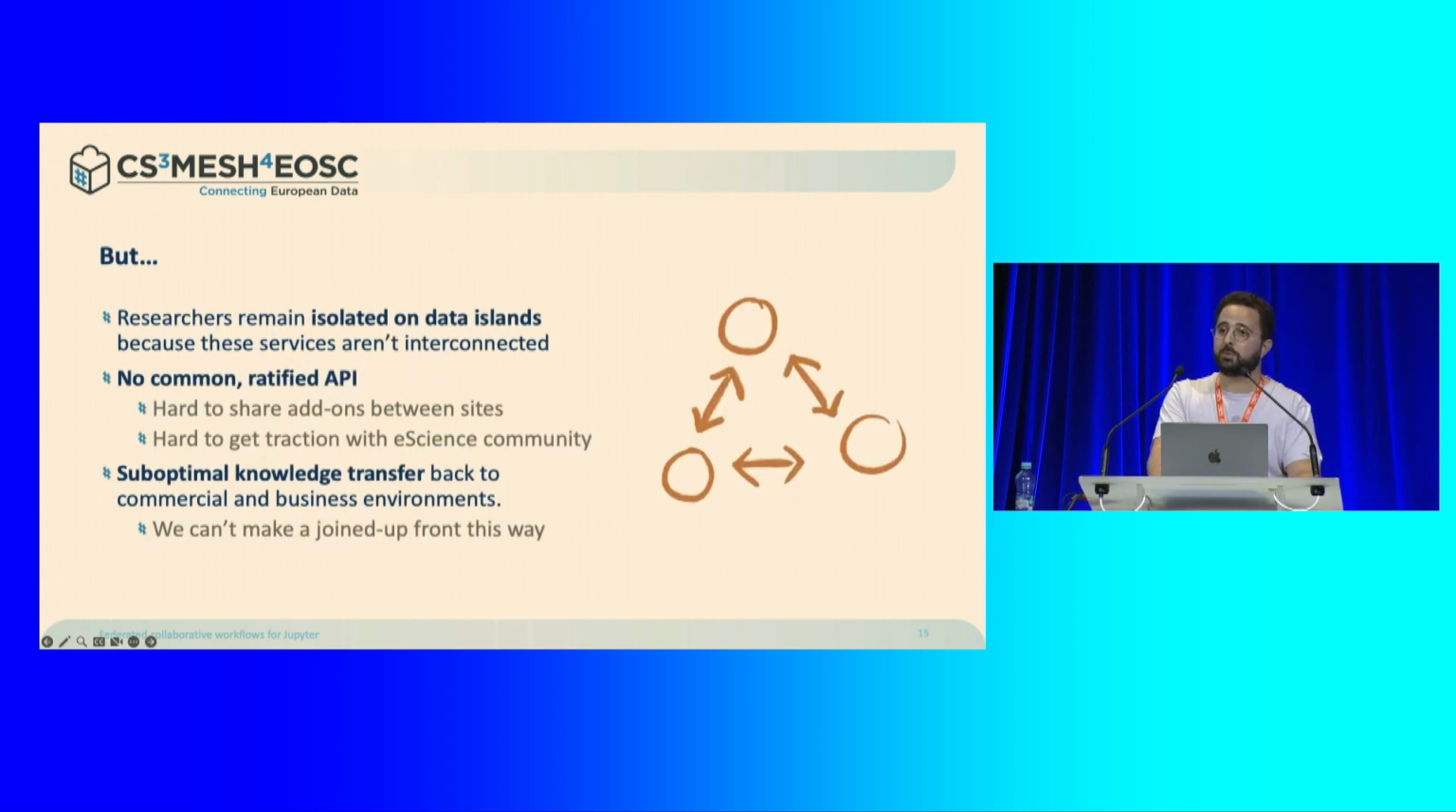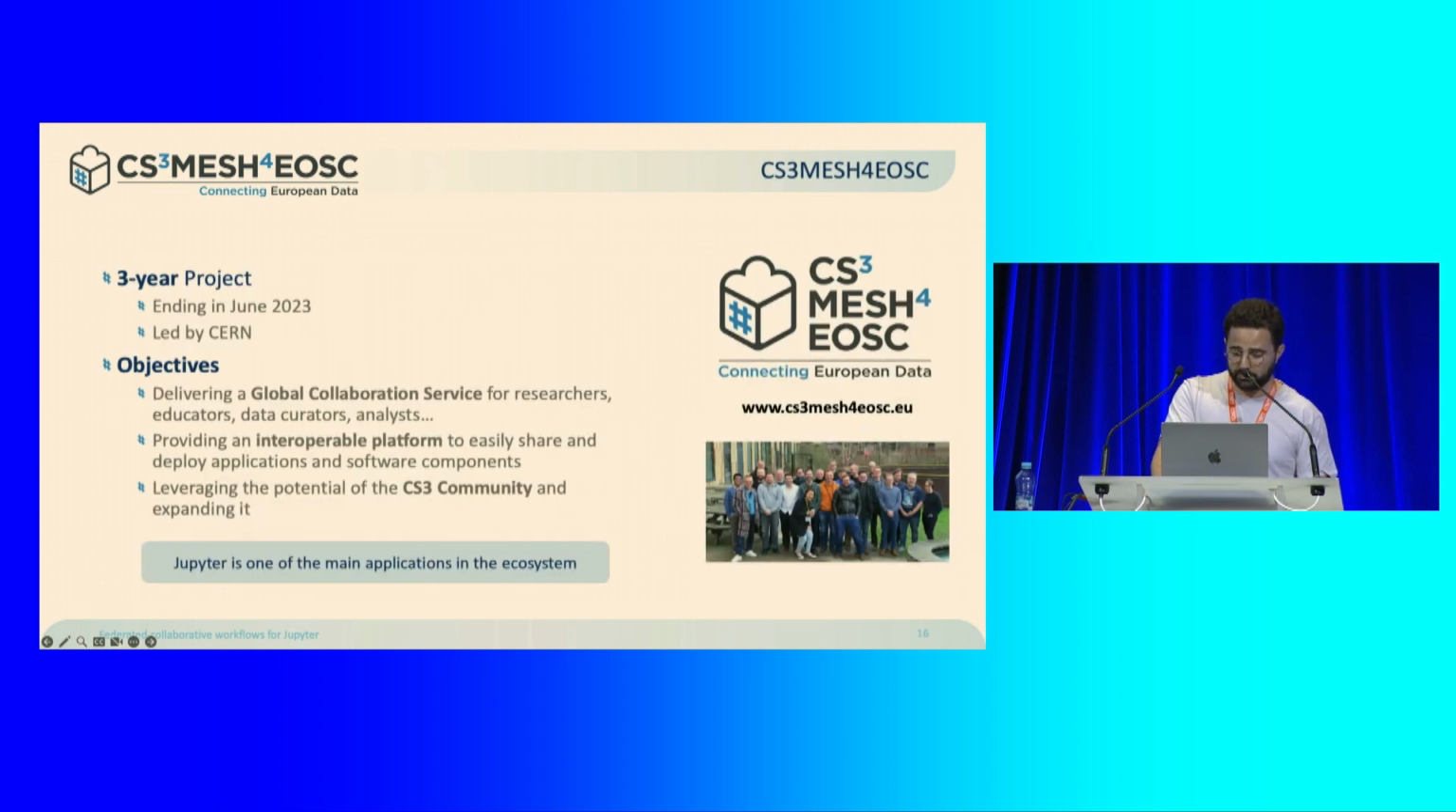But the problem is that they remain isolated from each other. We didn't have any standard API, so the services could not talk to each other. The different applications have different APIs. It was really hard to collaborate across sites, and we would say a suboptimal knowledge transfer was happening because of this limitation. And this is precisely why we created this project to begin with.